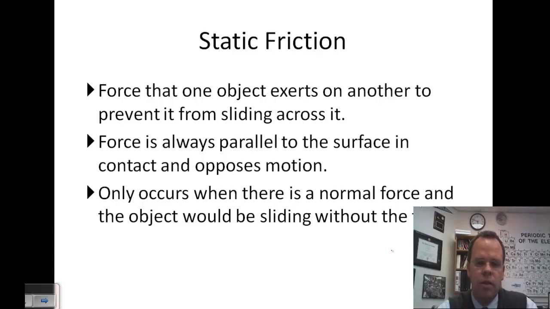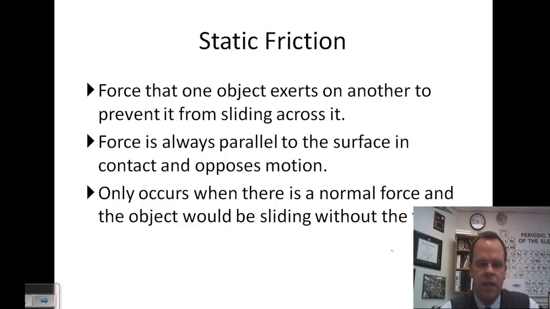Static friction is the force that one object exerts on another to prevent it from sliding. The objects are not moving relative to one another. The force is always parallel to the surface that's in contact and opposes the motion. And you must have a normal force for there to be a frictional force, and it must be an object that would slide if there were not some sort of frictional force.